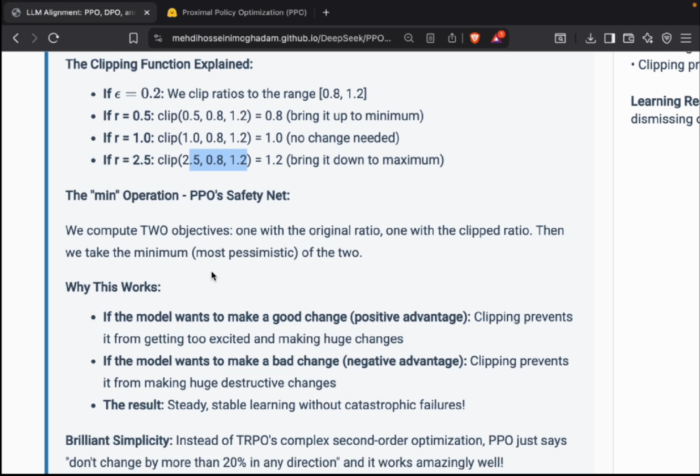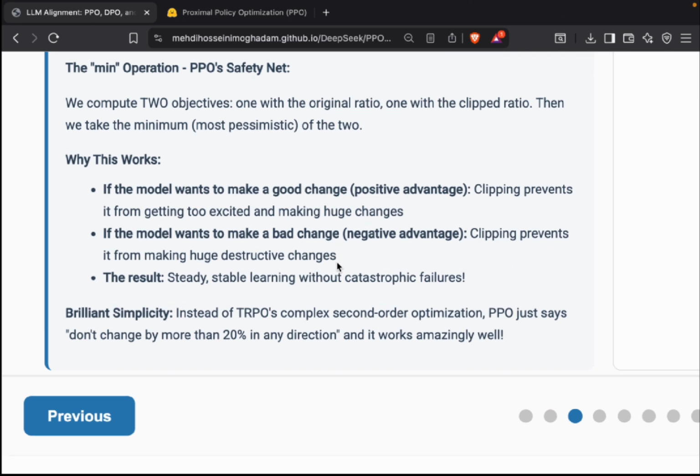So the main operation, PPO safety net. We compute two objectives, one with the original ratio, one with the clipped ratio. Then we take the minimum, technically the minimum of those two. And why this works, and why it works fine and is useful.